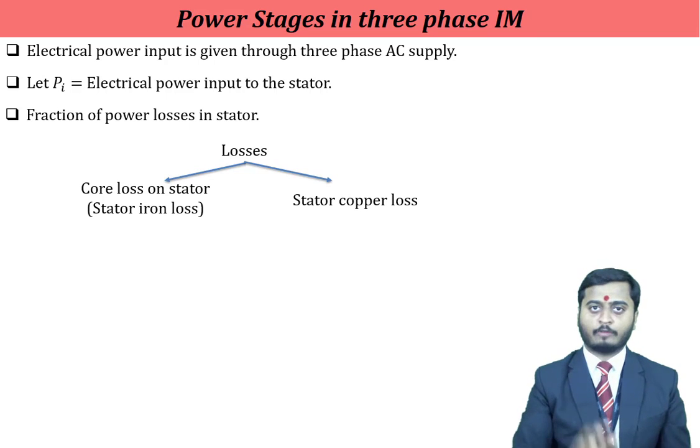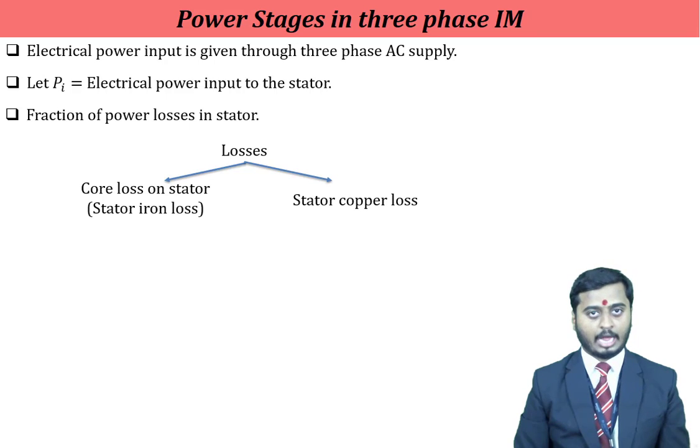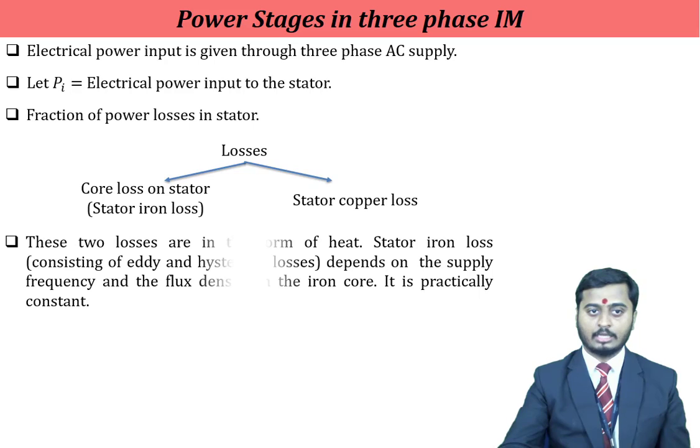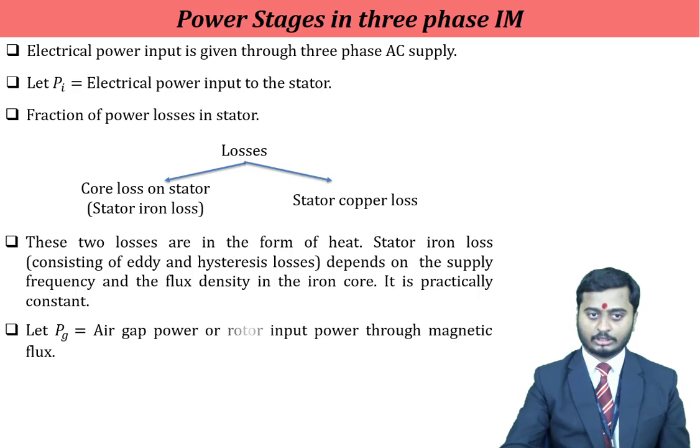Now, there are two kinds of losses at the stator. First one is core loss, that is stator iron loss, and second one is stator copper loss. These two losses are in the form of heat. This stator iron loss, which includes eddy current and hysteresis losses, depends on the supply frequency and the flux density in the iron core. Practically it is a constant.